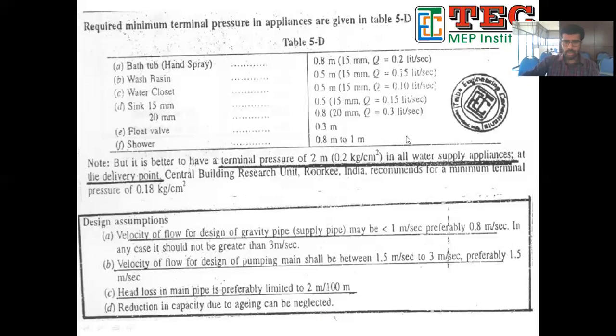If you want to note this down, there should be a minimum pressure of 2 meter per centimeter square, we can say. If you want to write it like this, it should be less than 1 meter. Okay, fine, just keep this in mind. This will be helpful for your information also.